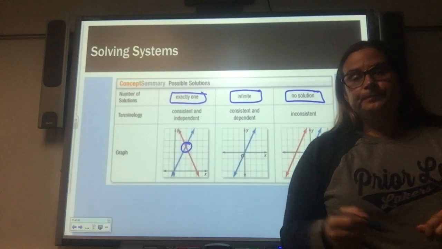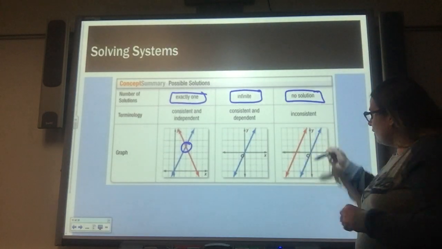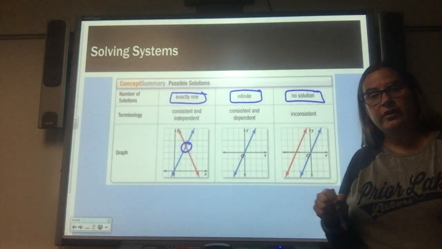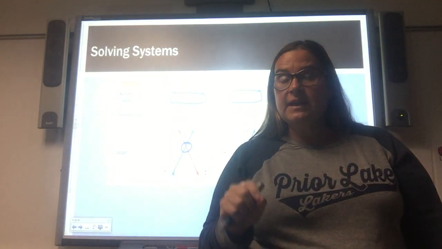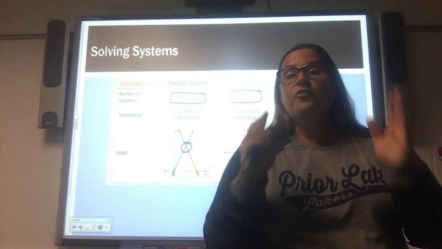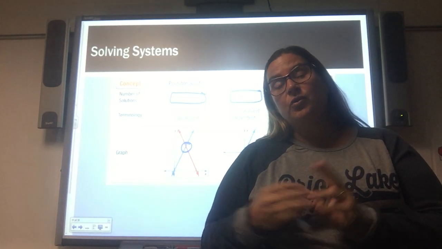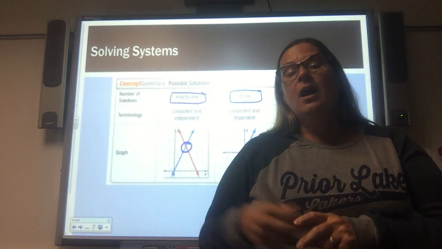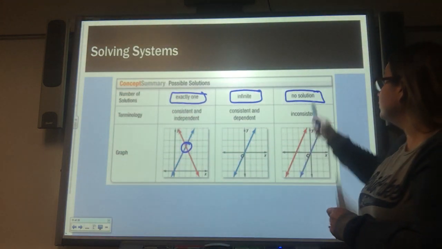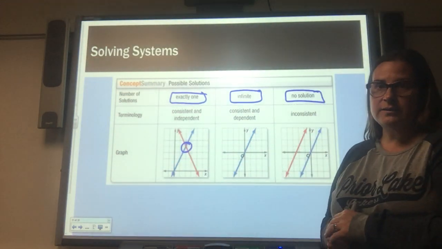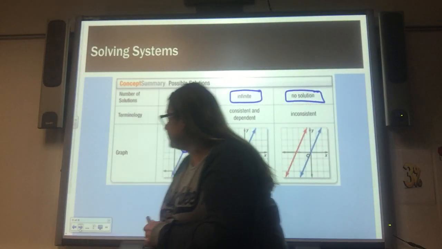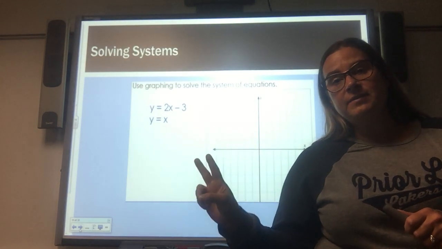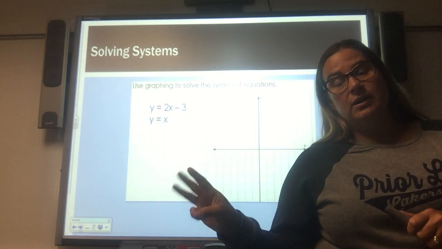No solution. A no solution scenario is when you have equations that are parallel to each other. And remember, slopes, if they are the same, form two lines that are parallel. So equations that have the exact same slope and different y-intercepts are going to be no solution because they never intersect. When you solve systems, there are three ways that you can do it. One is to graph, one is substitution, and one is elimination.